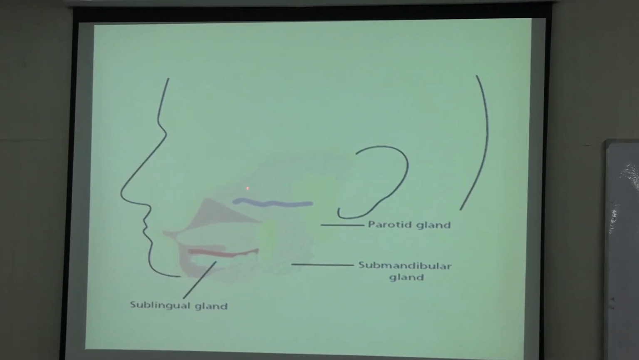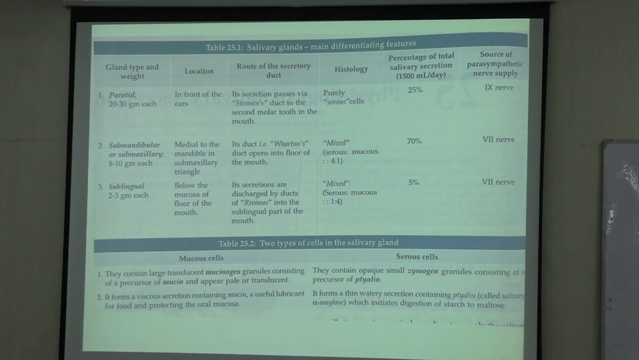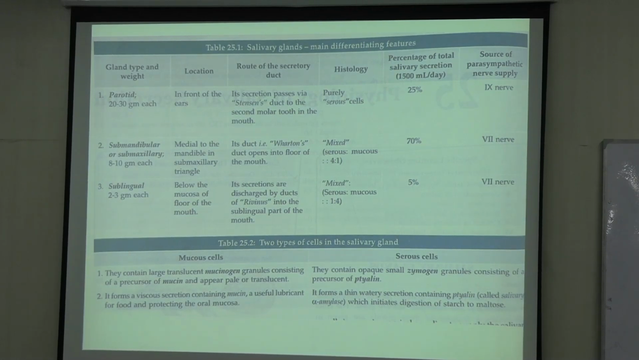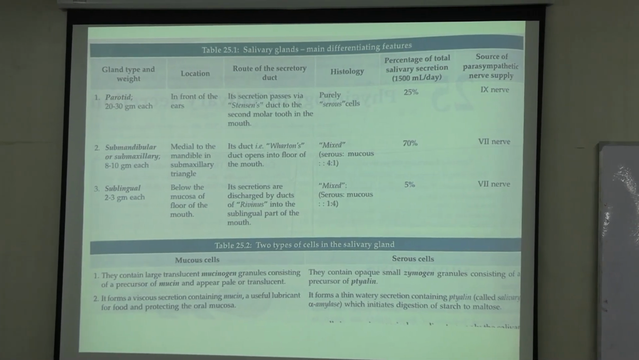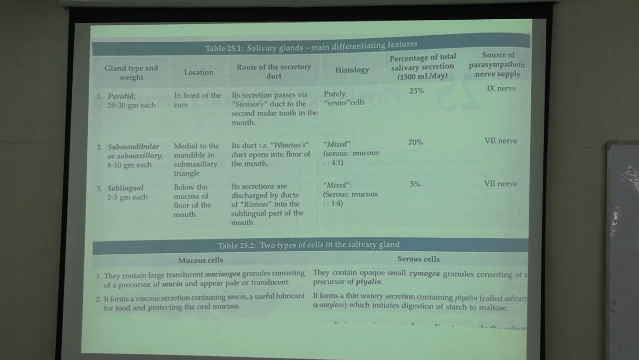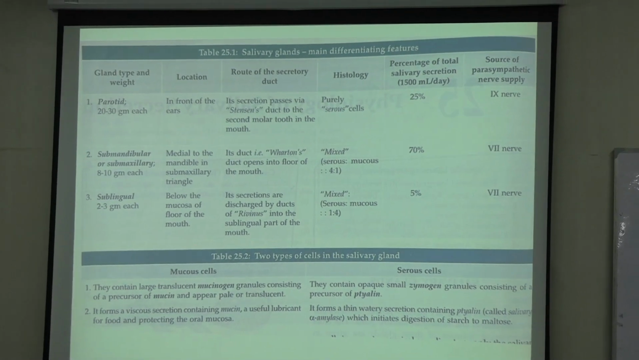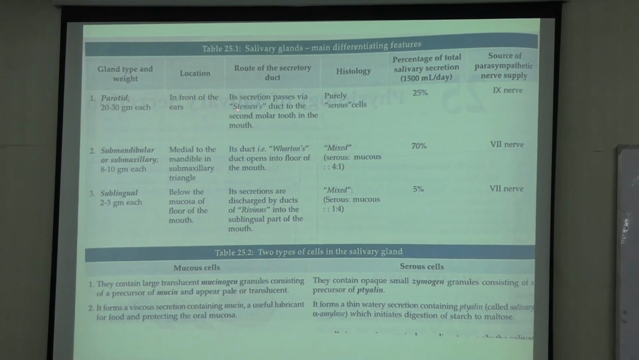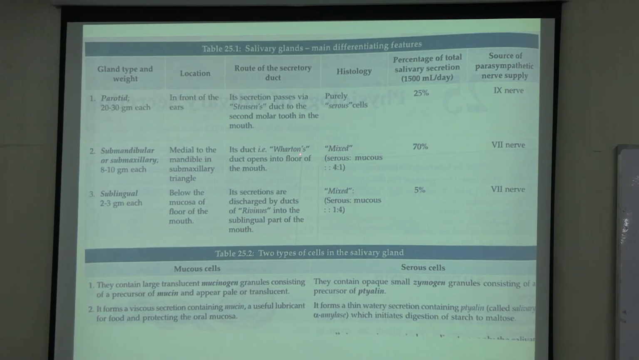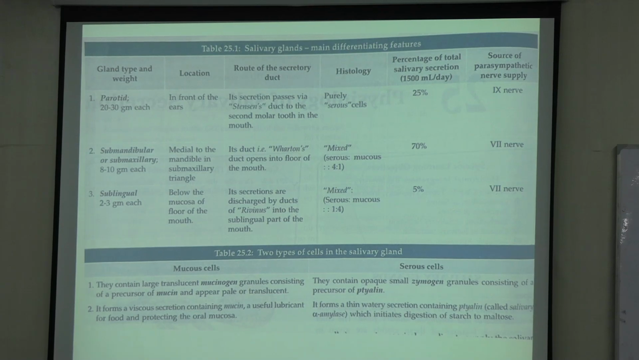So these are the locations. This is the parotid, this is sublingual, and this is submandibular. The parotid gland weighs around 20 to 30 gram, whereas the submandibular is only 8 to 10 gram, and the sublingual is only 2 to 3 gram. Their location I already told, and these glands drain their secretion through a duct. This is called Stenson's duct. Here it is called Wharton's duct, and this is Rivinus' duct.